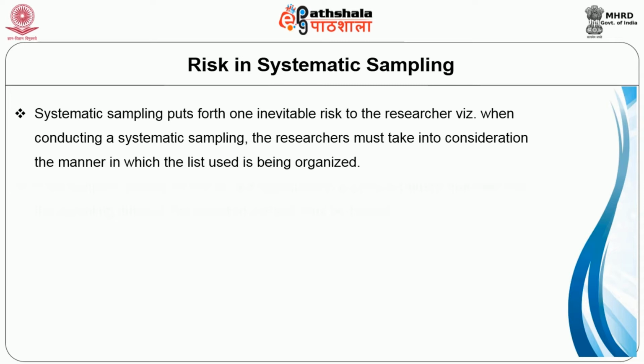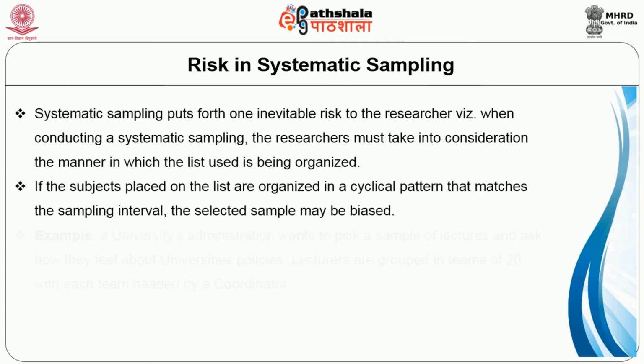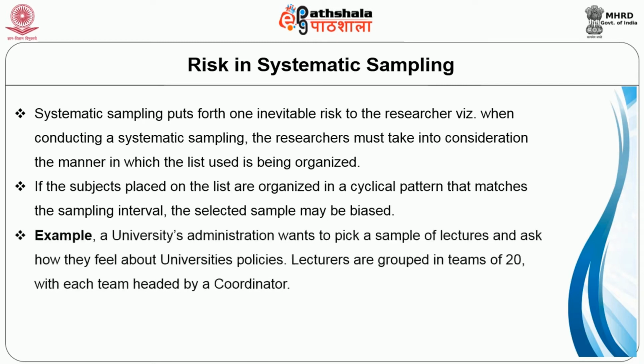Systematic sampling puts forth one inevitable risk to the researcher, namely, when conducting a systematic sampling, the researchers must take into consideration the manner in which the list used is organized. If the subjects placed on the list are organized in a cyclic pattern that matches the sampling interval, the selected sample may be biased.